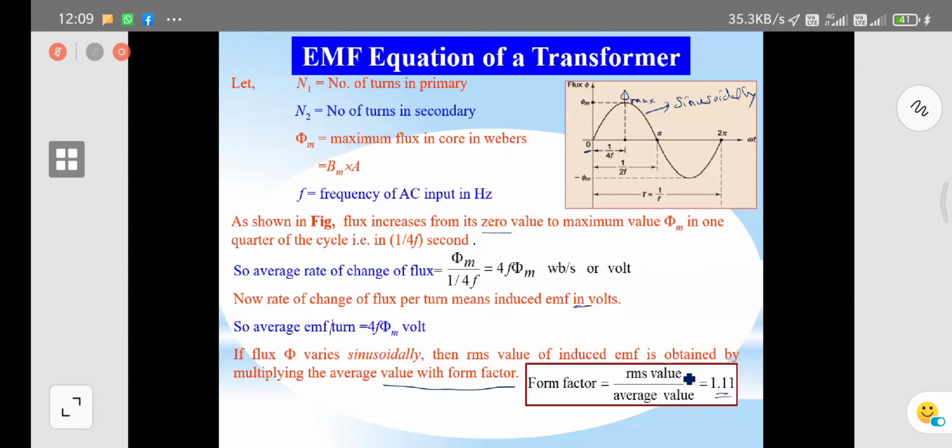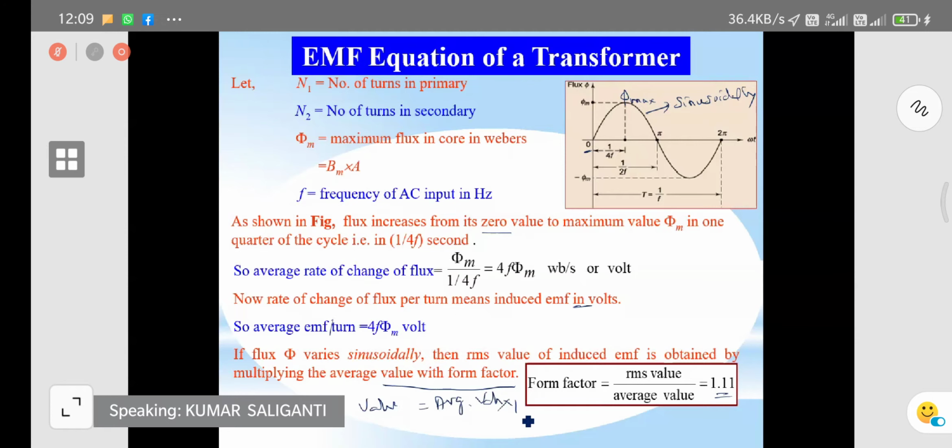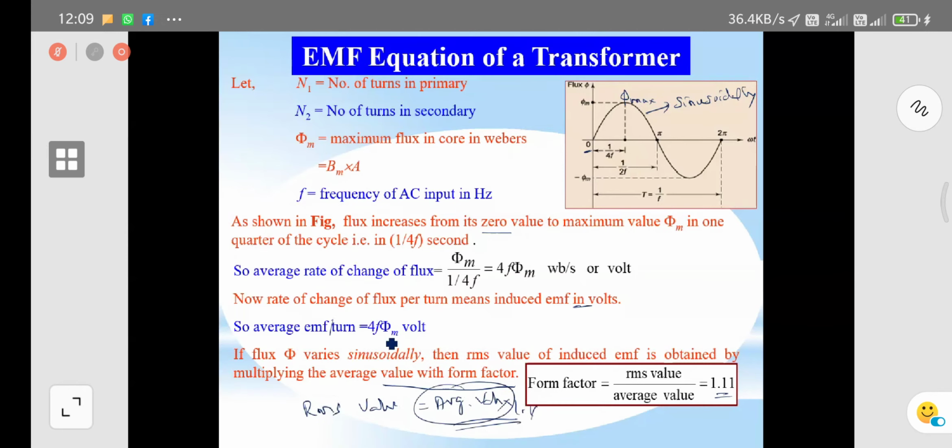So the average value of induced EMF per turn is 4 f Φm in volts. From that, the RMS value of EMF is equal to the average value into 1.11. So 4 f Φm into 1.11, then you can get 4.44 f Φm. So the RMS value of EMF per turn is 1.11 into 4 f Φm, which is 4.44 f Φm volts.